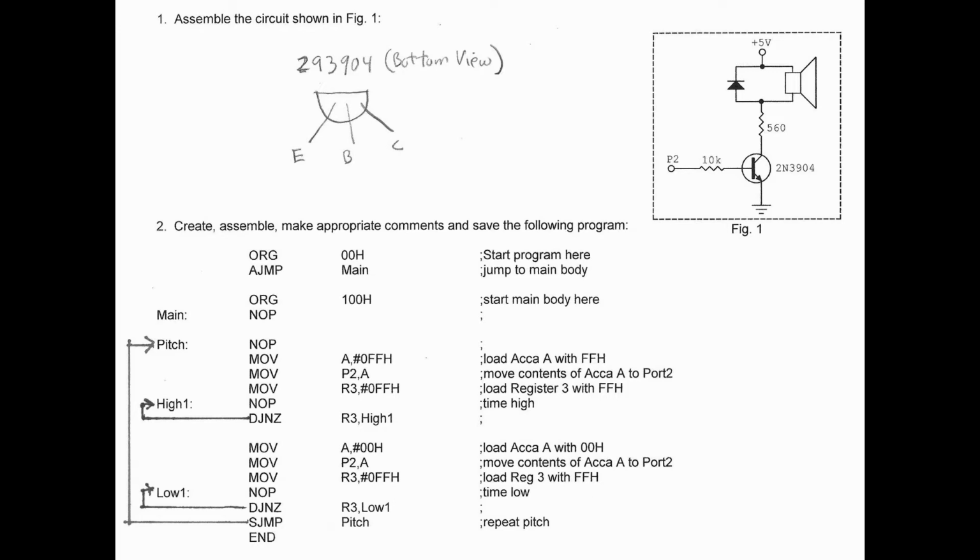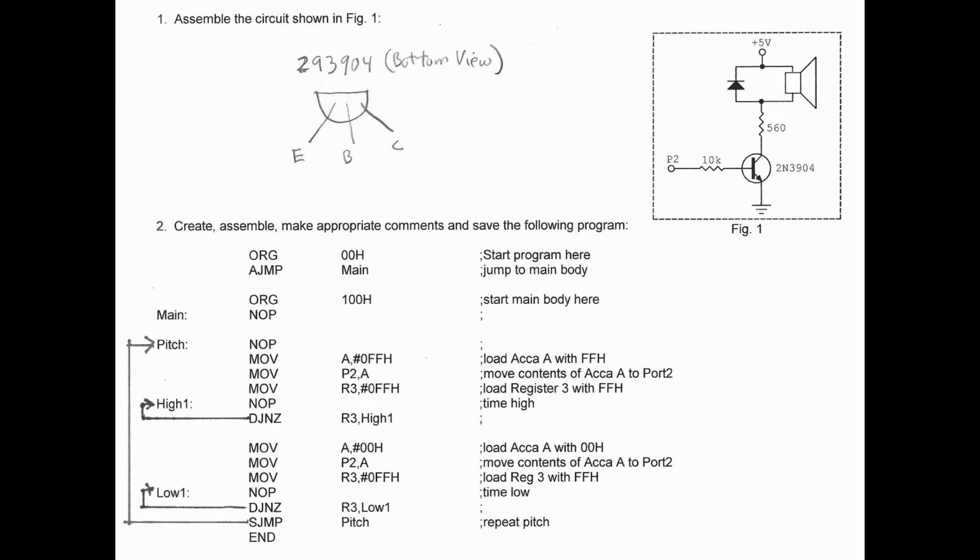What does high mean? It means 5 volts. Once I take all the pins of port 2 high, I put myself in a little loop, and this little loop is called high 1, and it consists of no op and decrement and jump if not equal to 0. So the key is how long will I stay high?